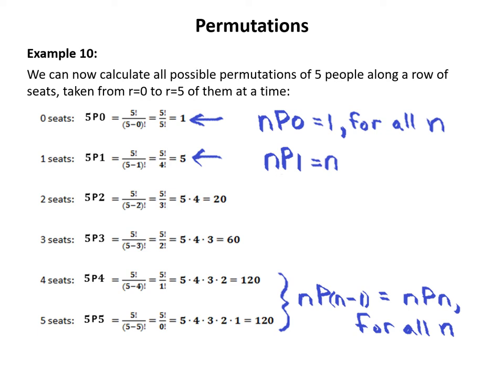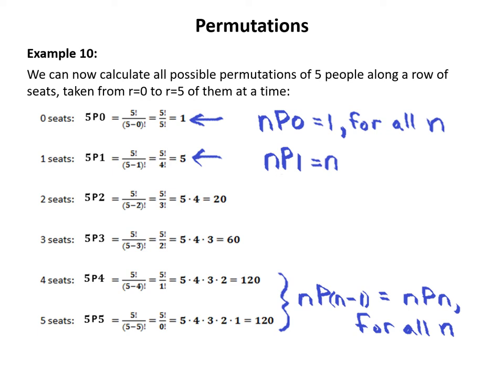There are a few interesting general properties that are well illustrated by this example, and they're noted here in blue. Notice, first of all, that nP0 always equals 1 for all n, as we previously discussed. Below it is another interesting property: for any number n, nP1 will always equal n. So the number of ways of arranging one person from the 5 is just going to equal 5, because there are just 5 different people to choose from.